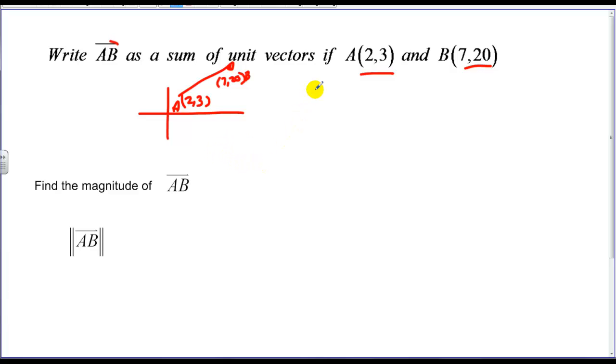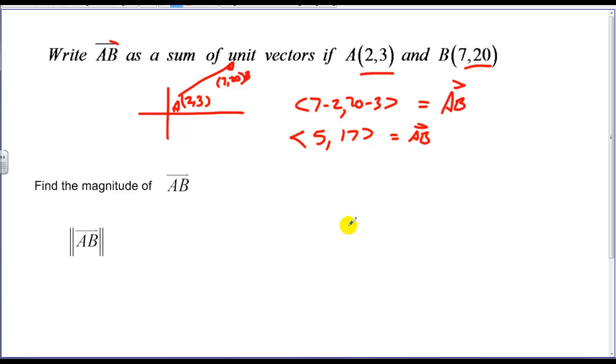Let's name the vector first by going tip minus tail. So I have 7 minus 2 and 20 minus 3, and that's going to be my vector AB. This gives me 5 and 17 for that vector AB. And if I want to represent that in terms of unit vectors, I can say that's 5i plus 17j. And that's equal to my vector AB.